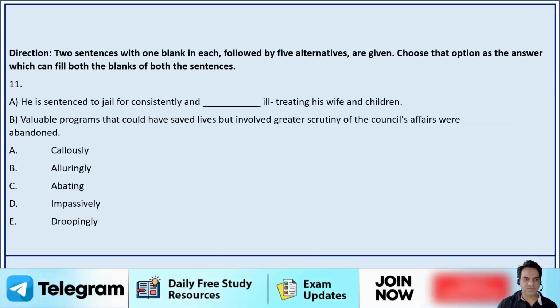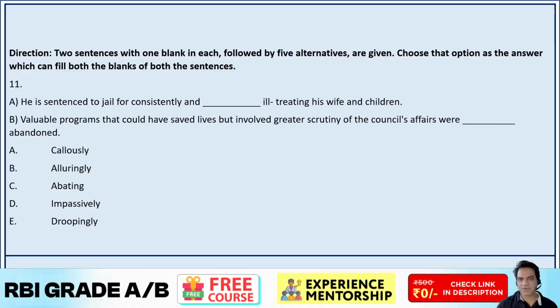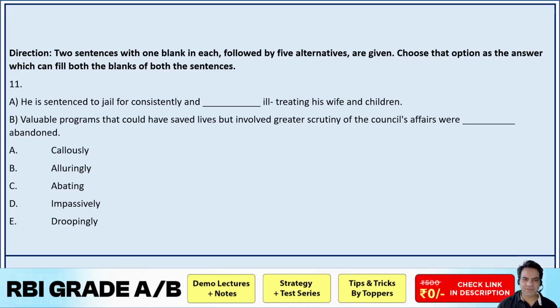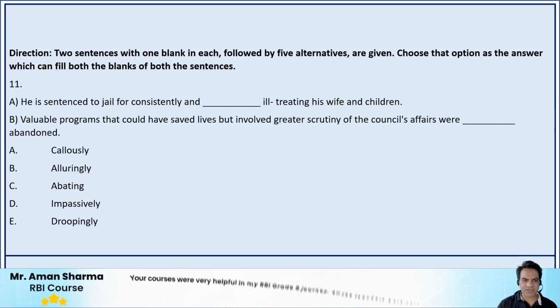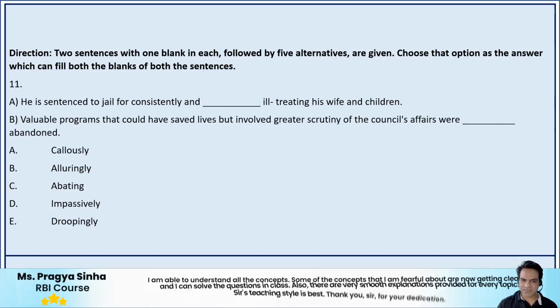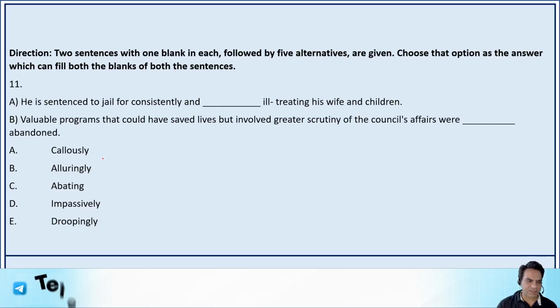Next question, guys. Now we are given double fillers. So we have to look at the double fillers. We are given two sentences. What I mean by double fillers is you are given two sentences with one blank in each, and we have to find that one word which can fit in both these blanks. So let's read the question, guys. He is sentenced to jail for consistently and dash ill-treating his wife and children. Okay. And valuable programs could have saved lives but involved greater scrutiny of the council's affairs were dash abandoned.